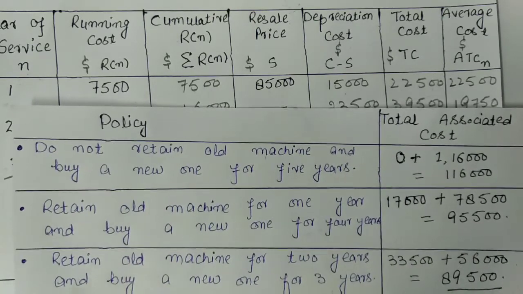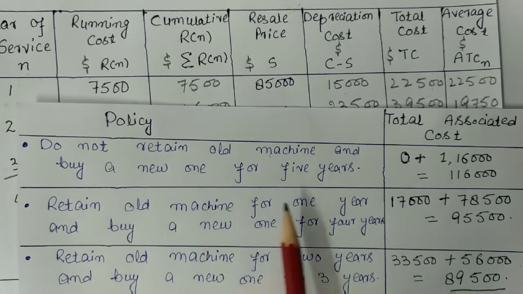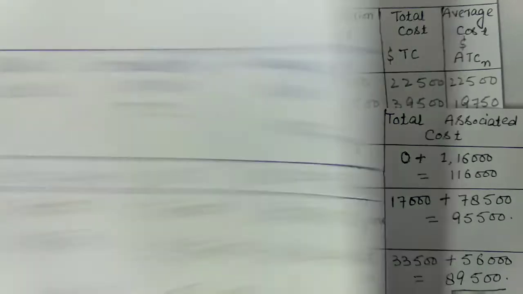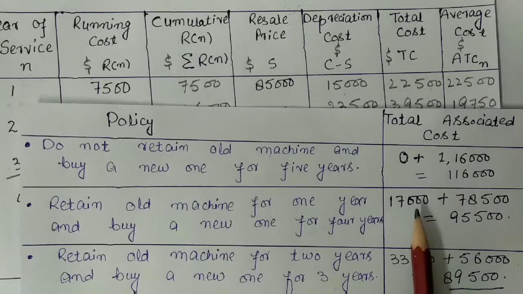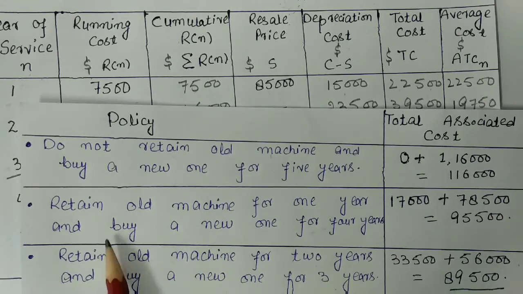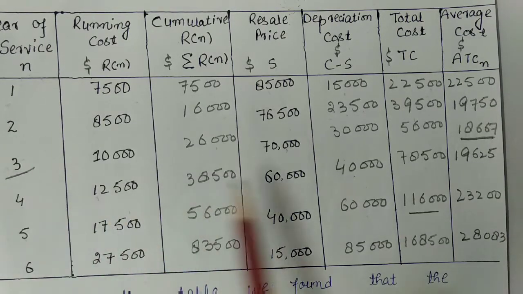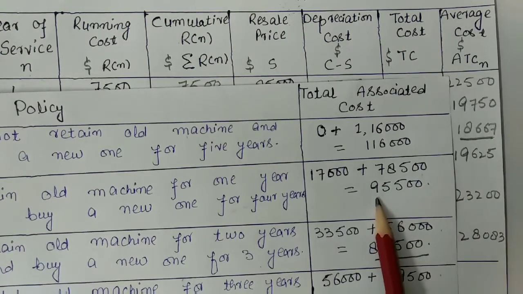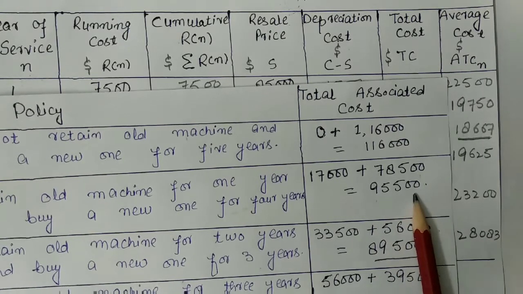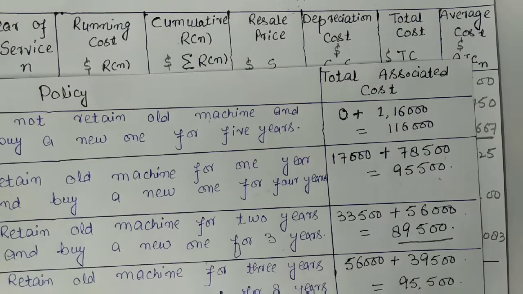Now the cost of retaining the old machine for 1 year is 17,000. So I will write 17,000 plus the cost of buying a new machine for 4 years, which is 78,500. So I will write 78,500. It will become $95,500. This is the associated cost.